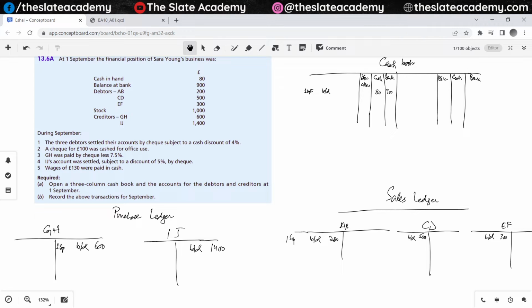So I'll write the AB account. It will credit bank. I'll write 196 in bank and then discount allowed 4. And the corresponding effect would be that in the cash book I'd have to debit that. How much? Bank column by 196 and discount allowed by 4. And over here I will write AB. Simple.